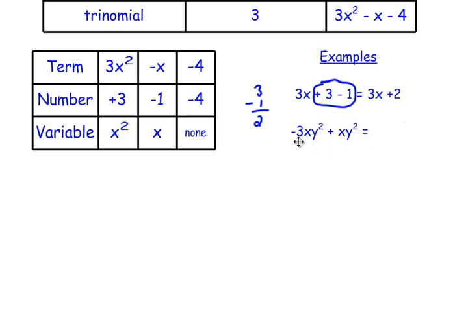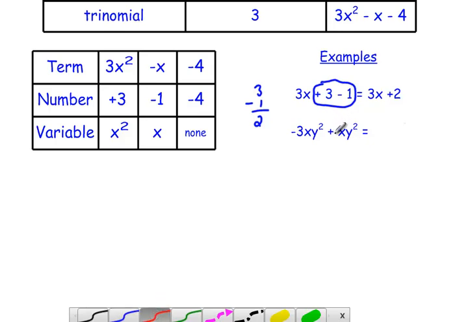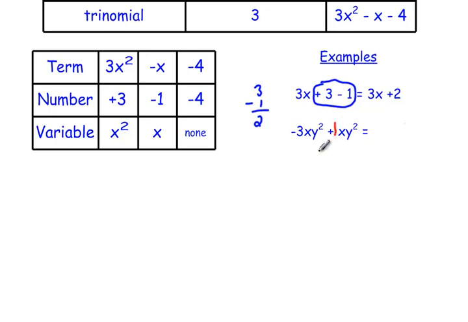Next, negative 3xy squared plus xy squared. We see that our letters, xy squared and xy squared, are the same, so these two can be combined. If there is no number in front of a letter, we put the number 1. We have a negative 3 and a positive 1. The signs are different, so we subtract and take the sign of the bigger number. 3 minus 1 is 2. The absolute value of negative 3 is greater, so we will have a negative 2xy squared.